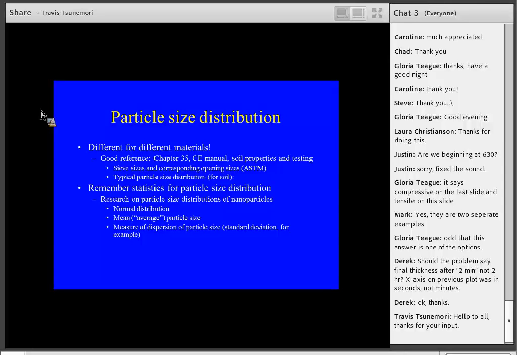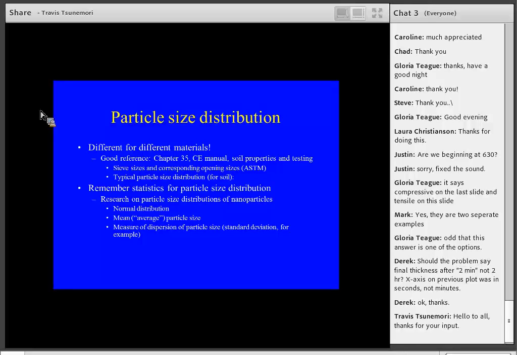One standard way of dealing with this can come from the Civil Engineering Manual, Chapter 35, soil properties and testing. One of the most standard ways of testing any granular materials and looking at particle size distribution is sieving. You have different sieve sizes with different openings, and typically you have the largest opening on the top, and you sieve that down to a smaller opening, then down to a yet smaller opening, and look for the distribution. Things that are larger than the cross-sectional area of the opening will be retained, and you can weigh or measure those.